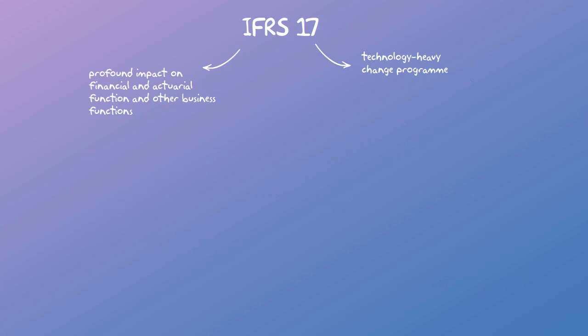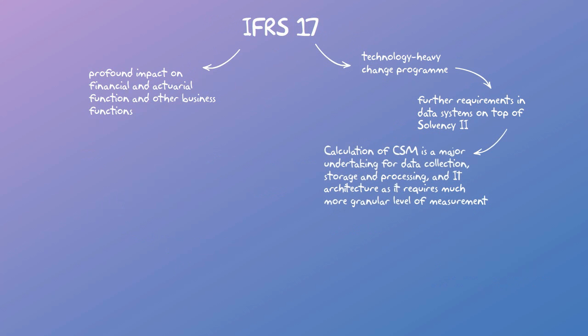IFRS 17 is a technology-heavy change program. Its impact would be profound, not only on financial and actuarial functions, but also other business functions such as product design and business planning. It puts further requirements on data systems on top of Solvency II. Calculation of CSM is a major undertaking for data collection, storage and processing, and IT architecture, as it requires much more granular levels of measurement.